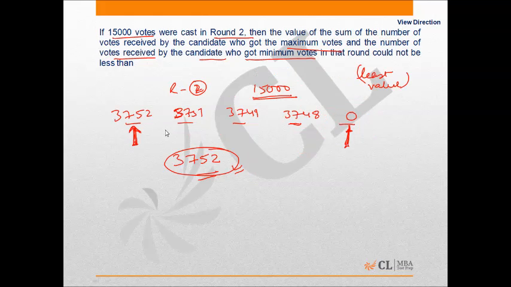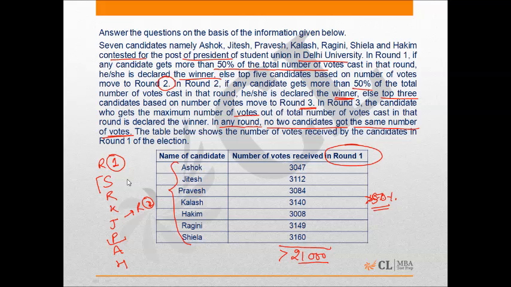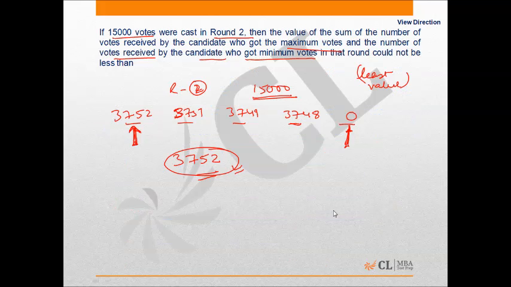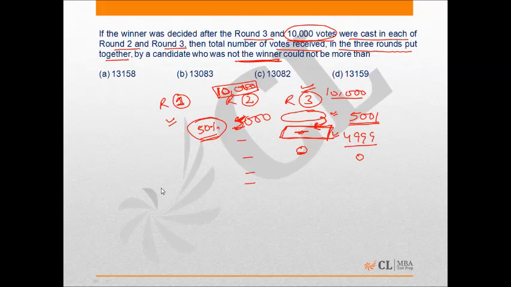and the maximum number of votes in round 1 was of Sheila, that was 3160. So I have to basically add up 3160, 5000 and 4999. When you add up all these 3 values, it will give you 13159. So hence option D is the correct answer choice.